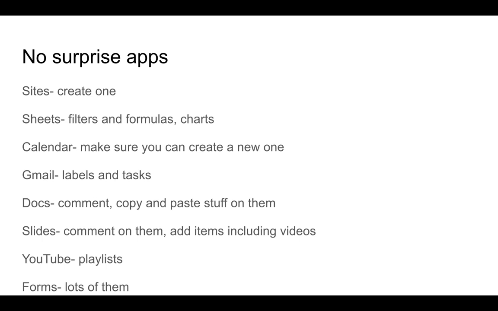Calendar. On calendar, make sure that you actually know how to create a new calendar, because all the calendars I normally use are automatically created through the Gmails. So make sure you know how to create a new calendar, okay? On Gmail, make sure you can create labels and assign certain emails to those labels, or labels to the email, that is. And also add tasks to emails. So make sure that you know how to do that.